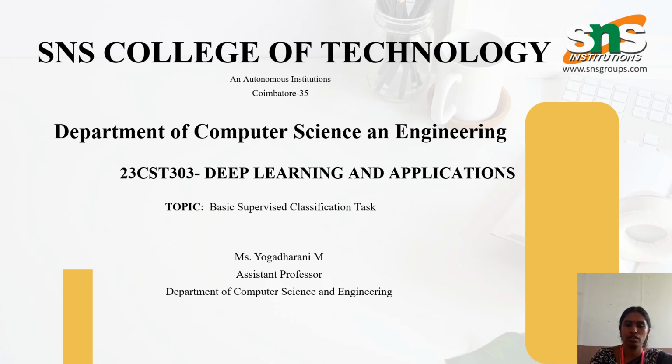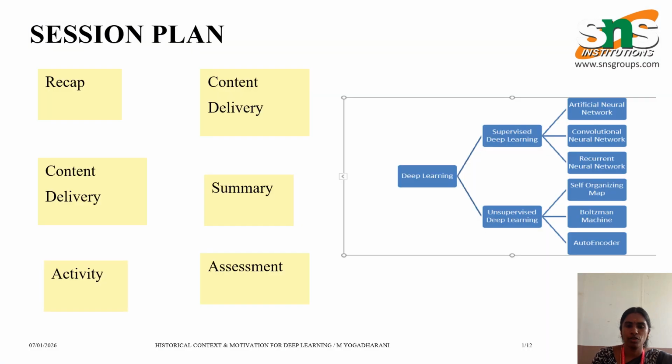Today we are going to begin an extremely important topic called basics of supervised classification task. Before we even touch deep learning models, we must clearly understand how a machine takes decisions. Every day you take decisions like yes or no, true or false, select or reject. Similarly, machines also take decisions, but they do it using data. This decision-making process is called classification.